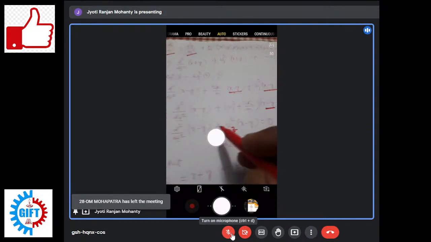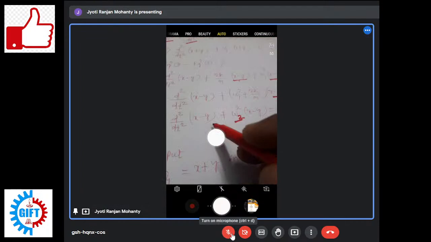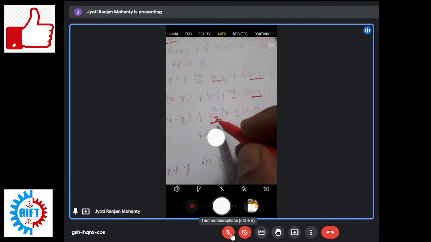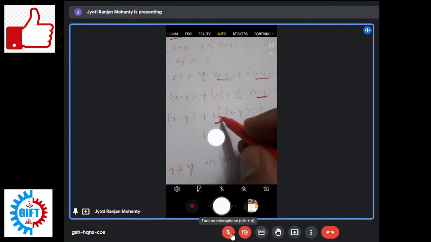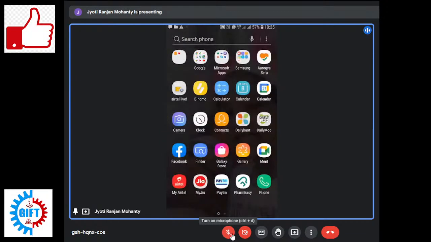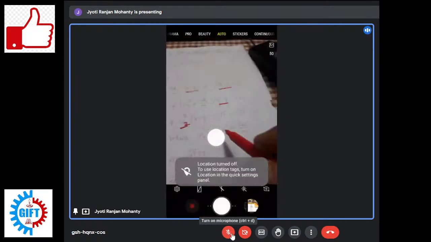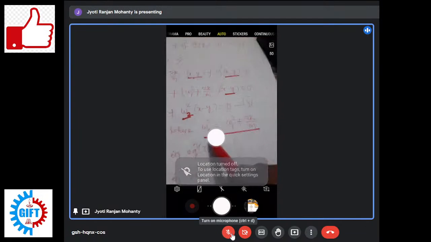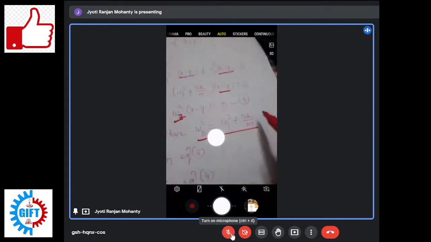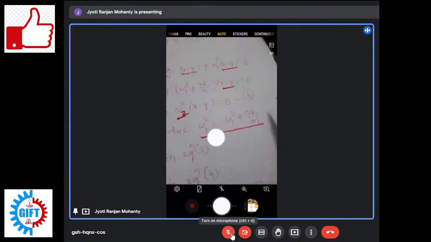d square by dt square into x minus y plus, this is omega 2 square, not omega 3. Plus omega 2 square into x minus y is equal to 0, where omega 2 square is equal to omega 1 square plus 2k by m.